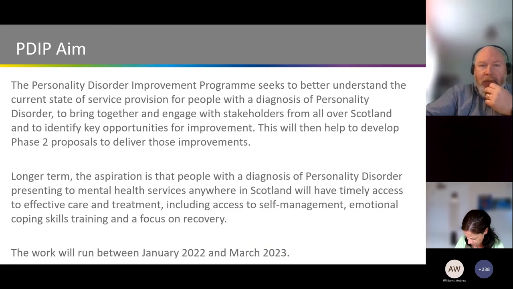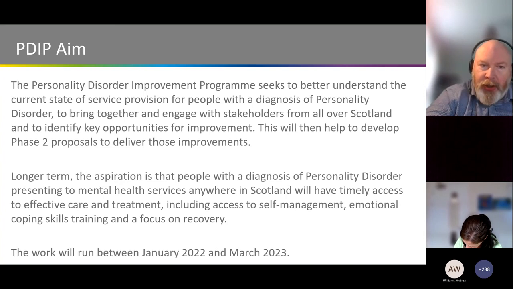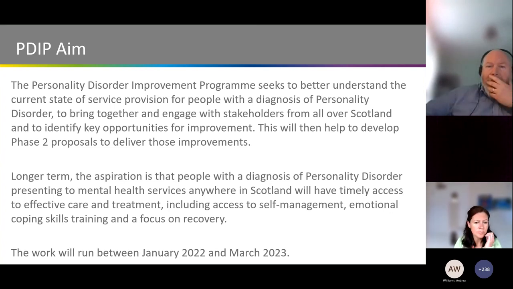The aim of this programme, which is funded in the first instance until March 23, is to better understand what the landscape of service provision is for people with a diagnosis of personality disorder in Scotland. We're going to do so by bringing together a wide range of stakeholders and looking to identify key opportunities for future improvements, and develop proposals in discussion with Scottish Government about what phase two might look like post-March next year. And the longer term aspiration is that people with a diagnosis of personality disorder in Scotland will have timely access to effective care and treatment, including access to self-management, emotional skills training, focus on recovery.